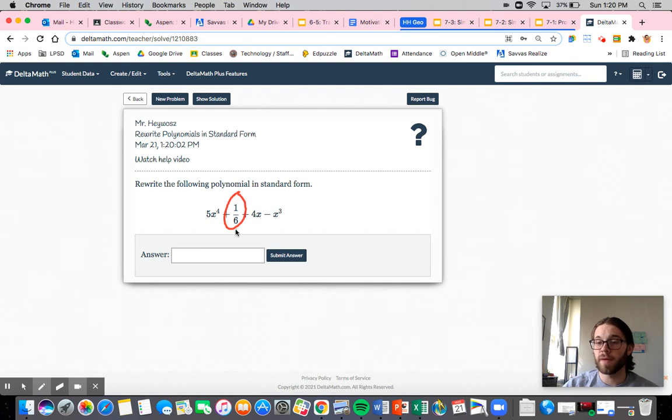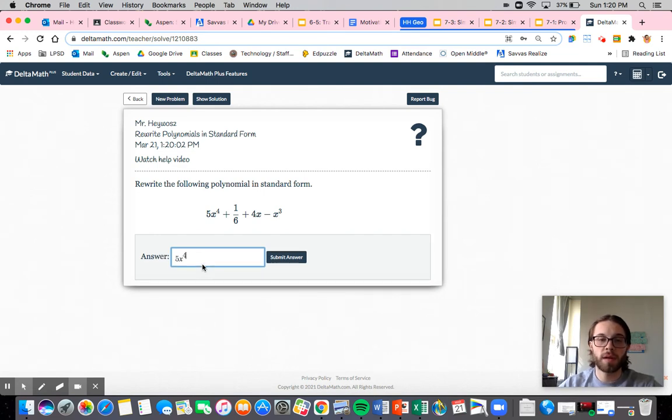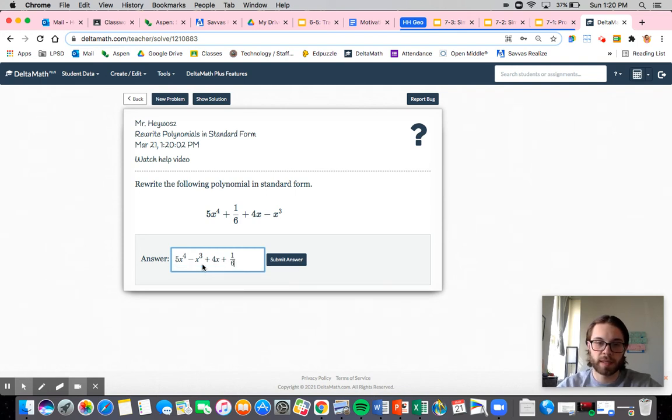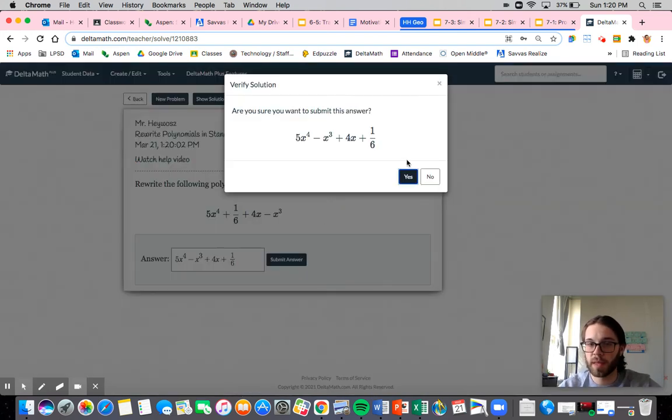Okay, there's no variable. It essentially has an x to the 0th power. So that is going to be the smallest. That should always come last. So when we rewrite this, we do 5x to the 4th minus x to the 3rd plus 4x plus 1 divided by 6. All right, there you have it.